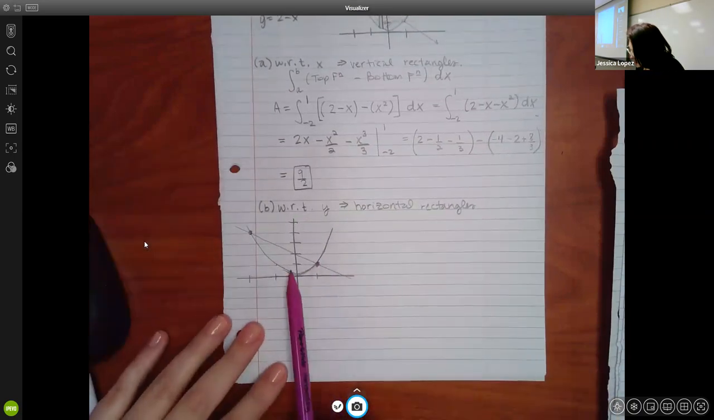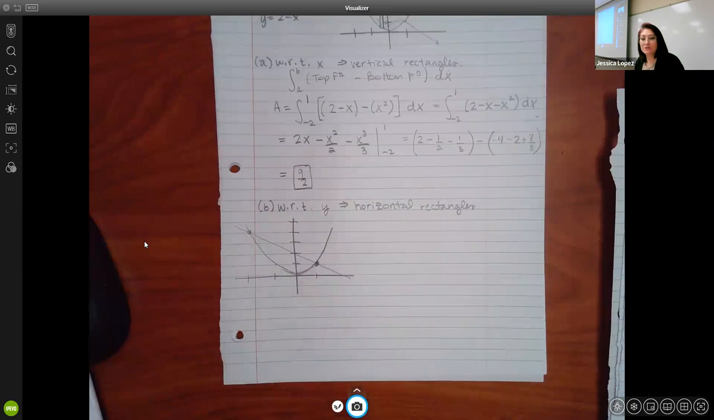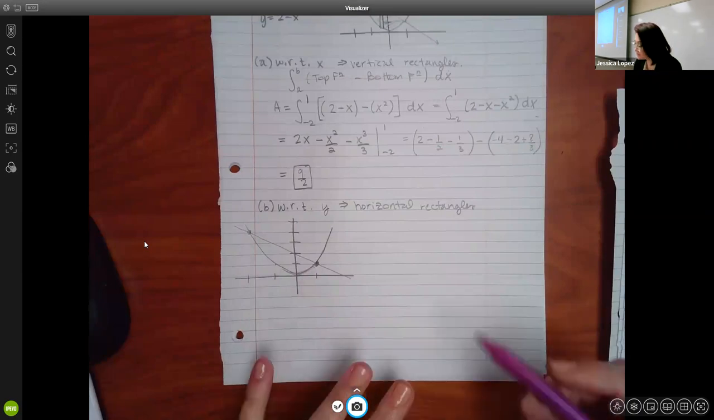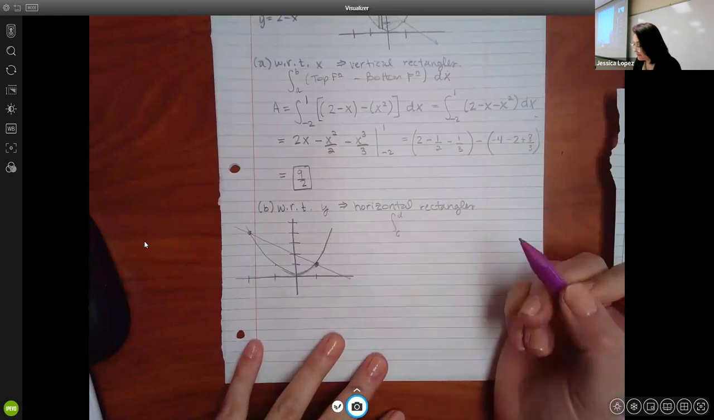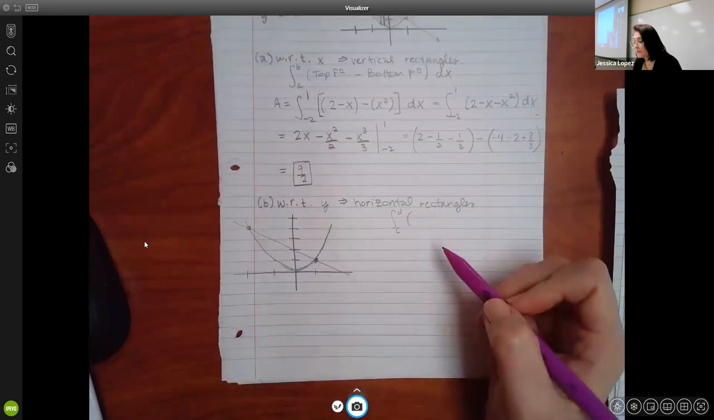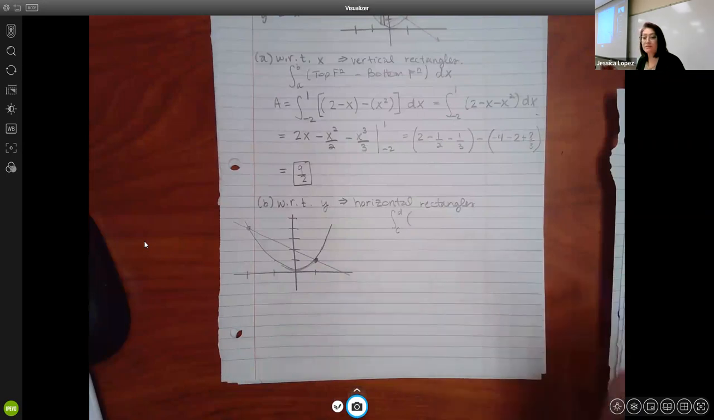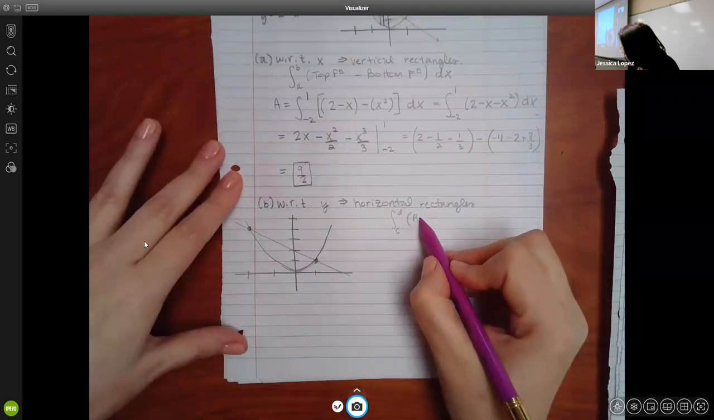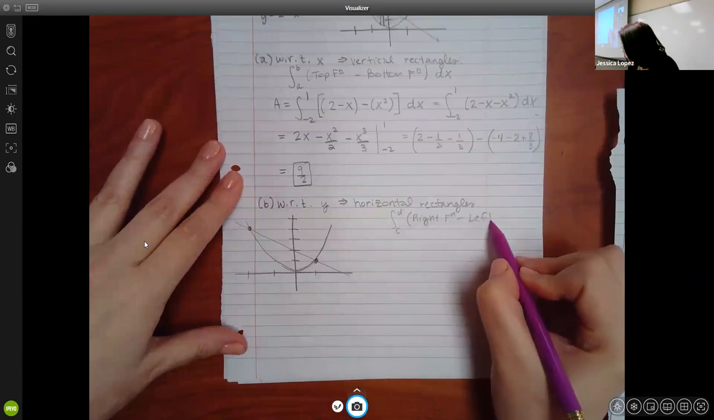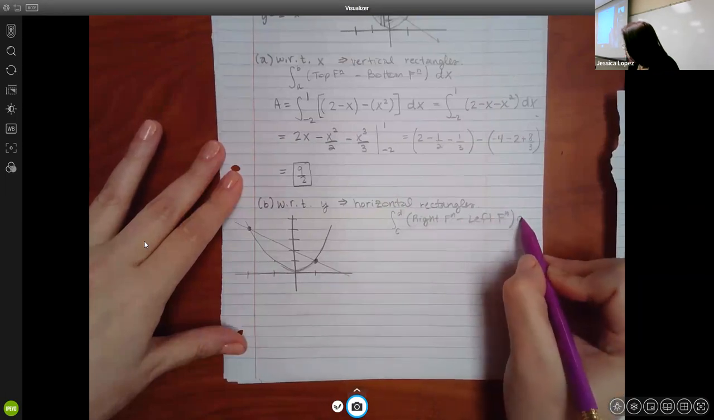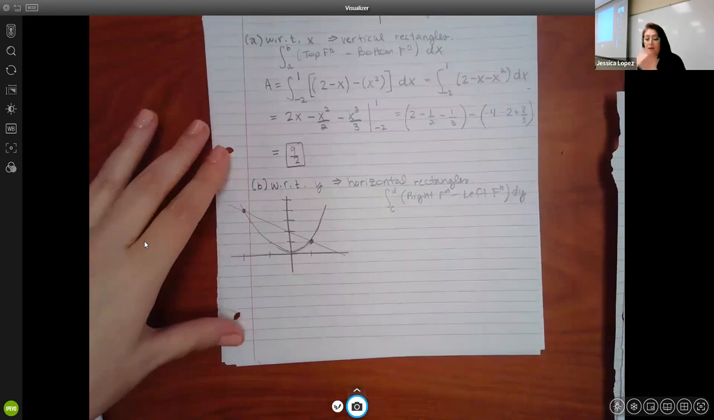So it's still this region. But what's happening is that when you're doing it with respect to horizontal rectangles, they don't use A and B, they use C and D. Okay. And then they don't use top and bottom anymore because your rectangle is not facing vertical. It's flat and sideways now, right? So you have to do the right function minus the left function. And then you can do dy. Okay.